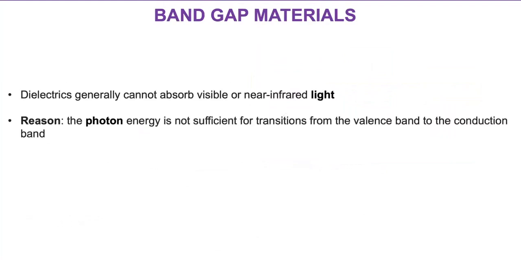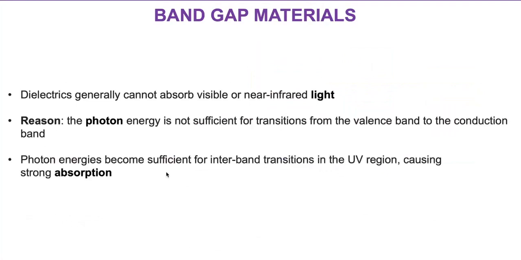What happens for dielectrics? They cannot absorb visible or NIR light. The reason is that the photon energy is not sufficient for transition from the valence band to the conduction band. Photon energy becomes sufficient when you have, for example, high energy radiation such as UV, which causes very strong absorption.